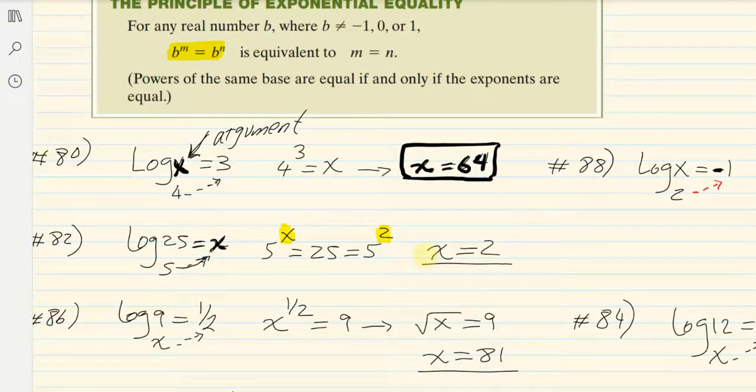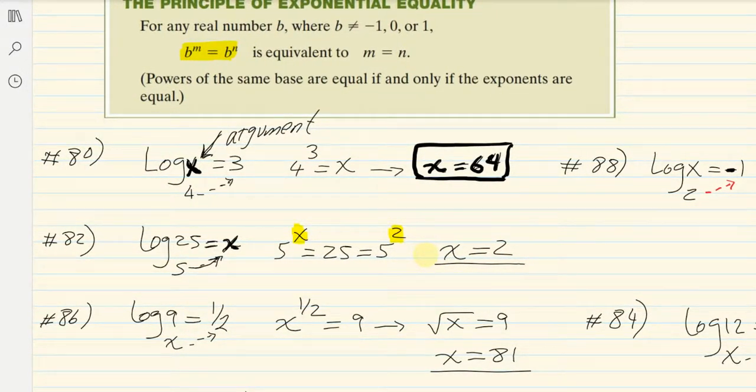Okay, number 86. In number 86, we have log base x. Notice again, this time x is in the base. So we're looking at different positions for x. Log base x of 9 equals a half. Rewrite this in exponential form. And again, x to the 1/2 equals 9. Now x to a half, at this point, you can square both sides of this equation to solve for x. Or I rewrote x to a half as the square root of x, just to keep in check from chapter 10 so we don't forget the radicals.